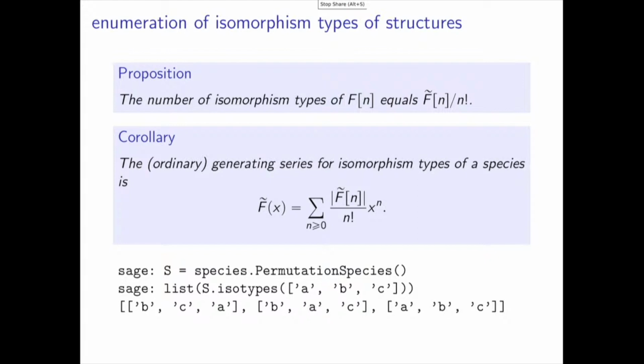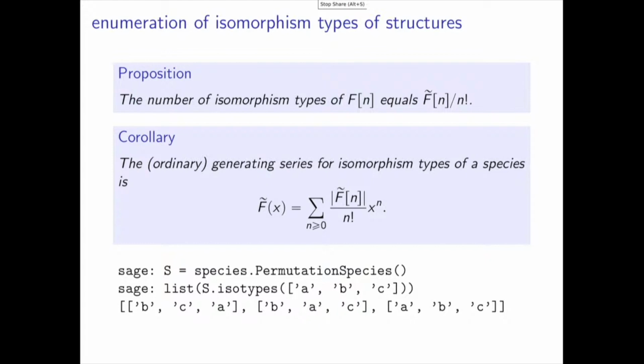So for example, for permutations, we get just these three representatives of isomorphism types. We get the identity, so three fixed points. We get a transposition and a fixed point, and we get a cycle. And there are no other isomorphism types. For linear orders, we would get all six of them, because none of these are isomorphic to each other. Excuse me, I made a mistake.